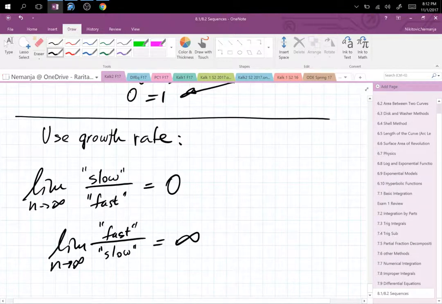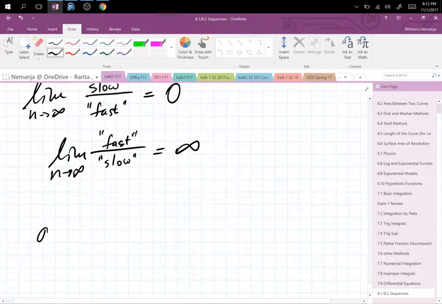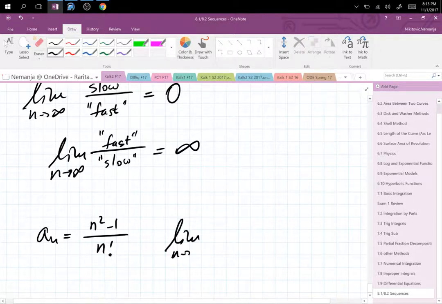You are not going to be able to use your beloved L'Hopital's rule when you run into a problem which has factorial in it. So if I have a problem where a_n is equal to n squared minus 1 over n factorial, and I want to check the convergence or divergence of that particular sequence, I can't do any of the methods that we know.